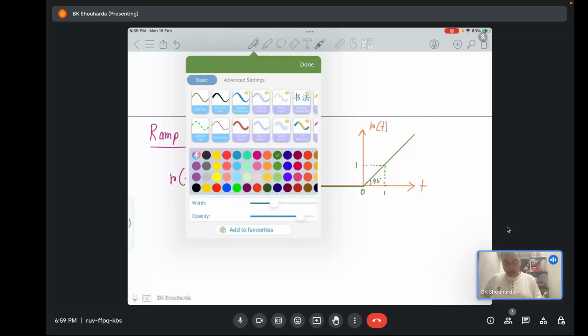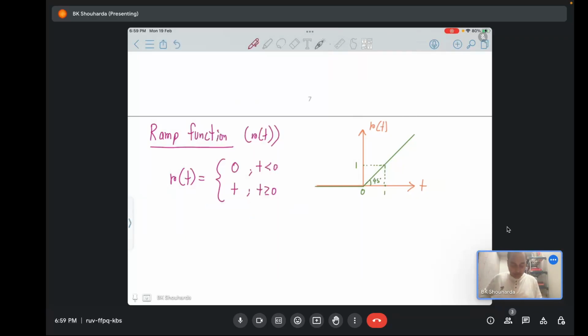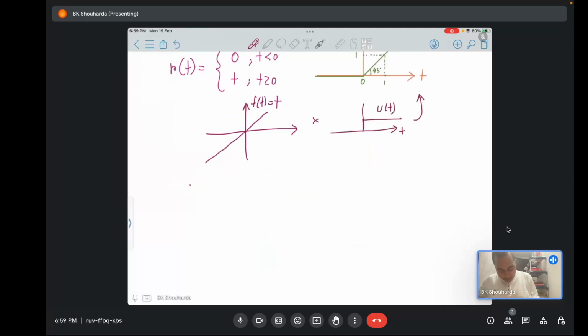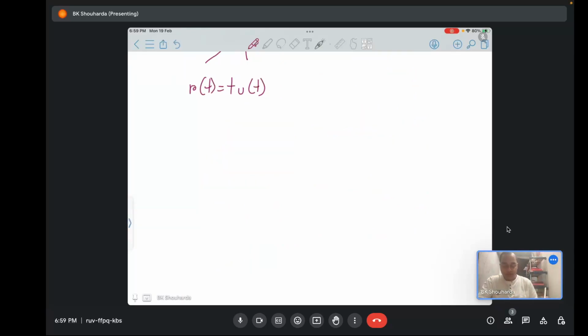How can I intercorrelate this ramp with the previous signals? So you see, if I draw a function f(t) equal to t, it would look something like this. Now I multiply this with the unit step function u(t), then I get this function. That means that ramp r(t) is t times u(t). Alright, now let's get a bit fast. We draw ramp like this.